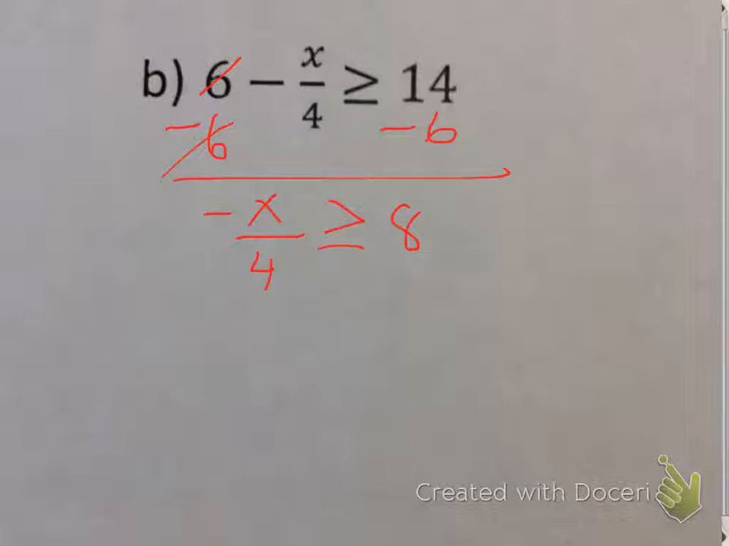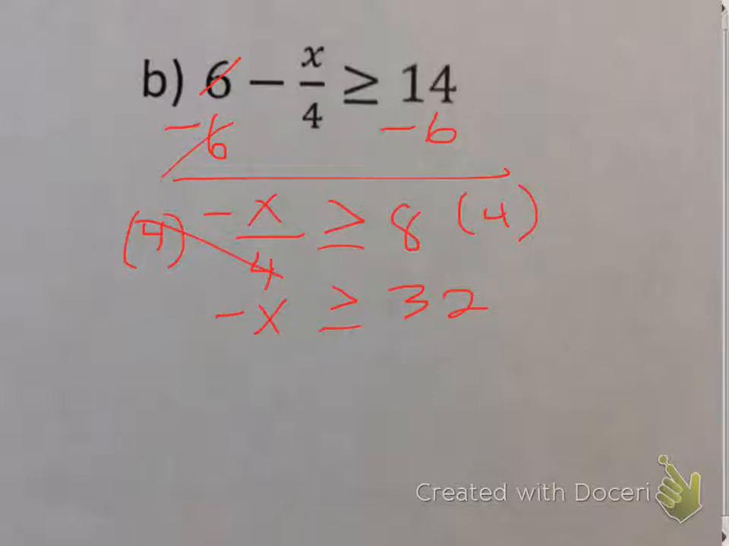Alright, so again, still trying to get that x by itself. In this case it's a negative x, but we're going to get it by itself first by getting rid of that 4 on the bottom. That 4 on the bottom is divided. The opposite of division is multiply, so I'm going to multiply both sides by 4 to get that to cancel out. So over here now I have a negative x is greater than or equal to, and then 8 times 4 is 32.